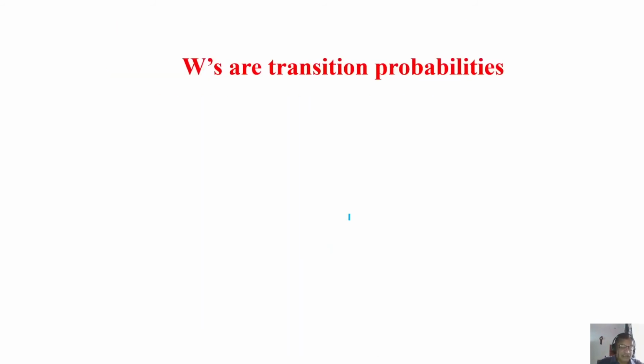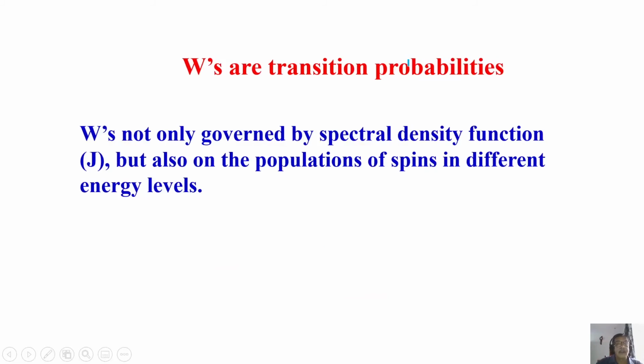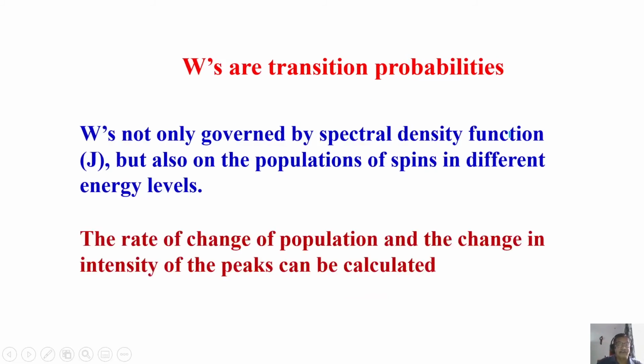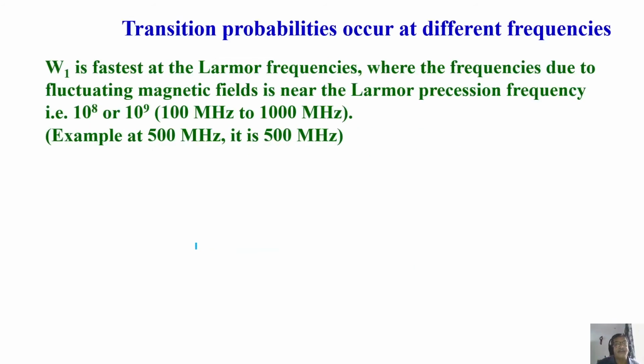Now these W transition probabilities are governed by what is called the spectral density function and also by the population of nuclear spins in different energy levels. Very interesting. W is a transition probability governed by the spectral density function and also population. What is a spectral density function? We will discuss it later, in this class or the next class. And the rate of change of population and the change in the intensity of the peaks can be easily calculated. Very easy at all.